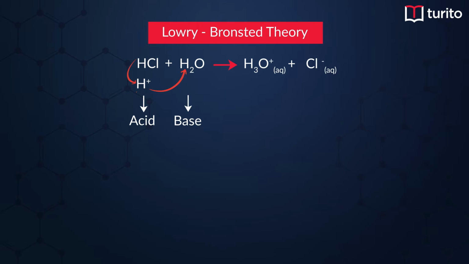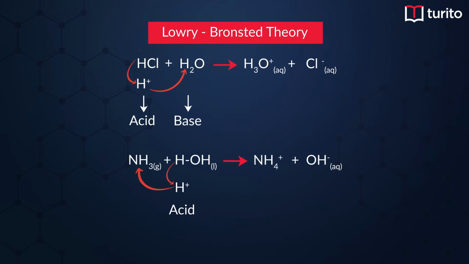Now if I am dissolving ammonia in water, what will happen? Water over here will release H plus, forming OH minus and H plus. That means it is acting as acid. Now this H plus will be gained by ammonia, forming NH4 plus ion. That means it is acting as base. So now with Lowry-Bronsted theory, I am able to explain the basic nature of ammonia.